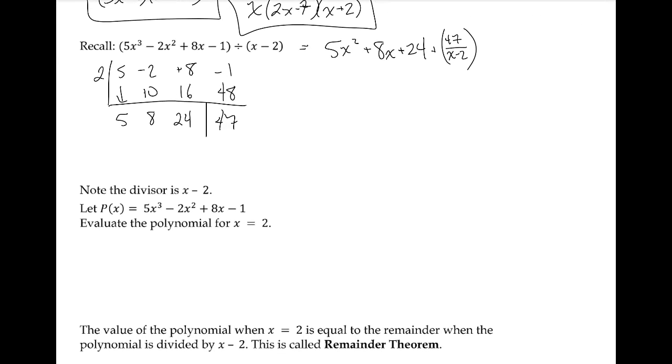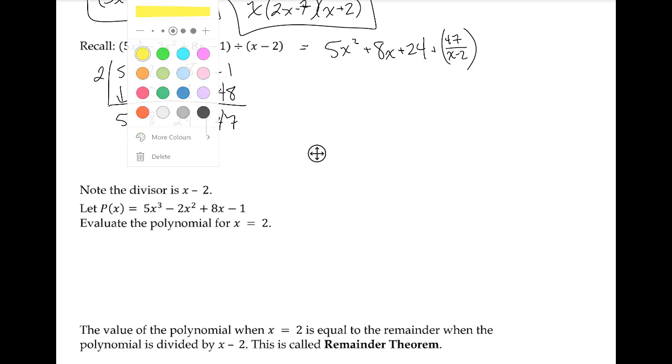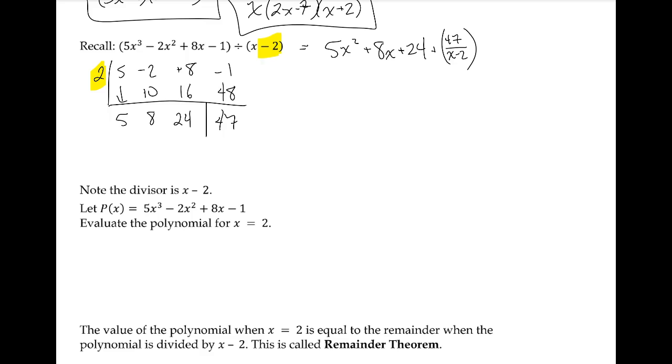Now, another way we can approach this is by looking at the divisor, and just like when we switch out the signs for synthetic division, noticing that our sign does not match our sign here. We can also evaluate our polynomial for when x equals 2. So again, that change of sign from what we're dividing by.